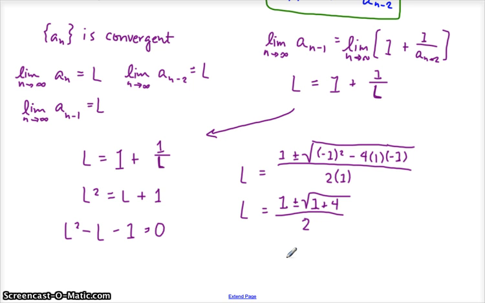A little bit more cleanup, and I think we'll have it. We have 1 plus or minus the square root of, 1 plus 4 is 5, divided by 2. Now the question becomes, are we going to have a negative or a positive value? Well, for that part, let's actually take a look at what's happening in our sequence. We find that as we go through our sequence, we were increasing in value.